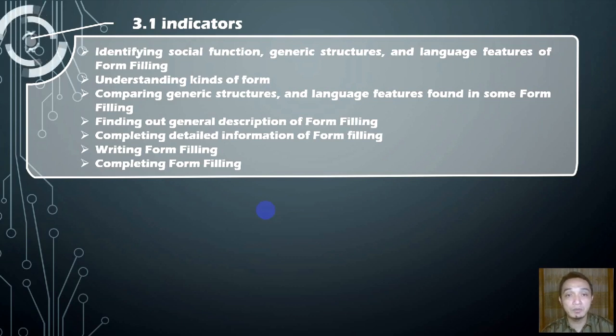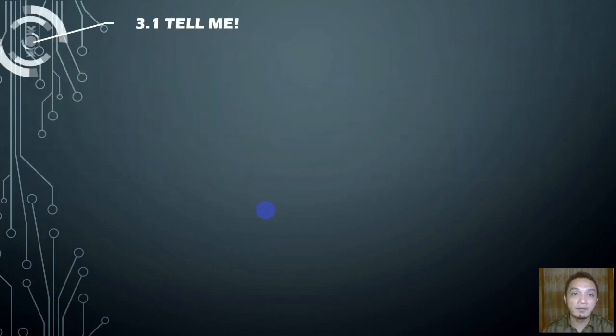And then number two, after you identify, you understand the contents of kinds of form. And then the third, comparing between the structures and language features found in some of form filling. Number four, finding out the general description, completing detailed information, writing form filling, and then the last is completing form filling. That is the indicator of 3.1.